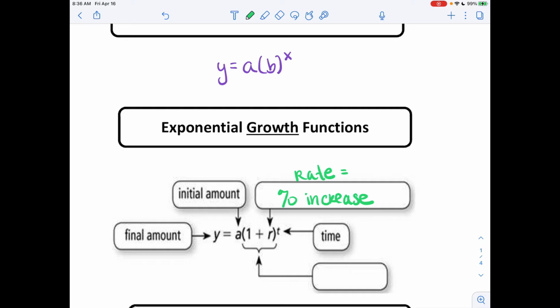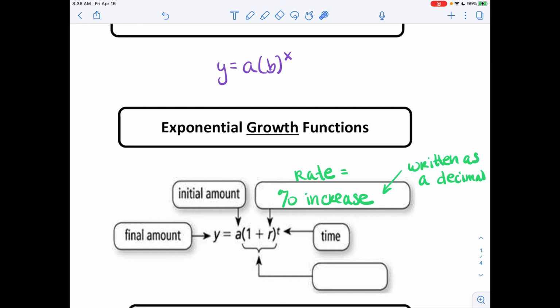However, in the equation, we don't write the percent. So if it was a 5% increase, we don't write 5. It needs to be converted to a decimal first. So make yourself a note that this is going to be written as a decimal. And we'll go over how to do that just to remind you here in a little bit when we do an example. We still have a, our initial amount, and y is our final amount.